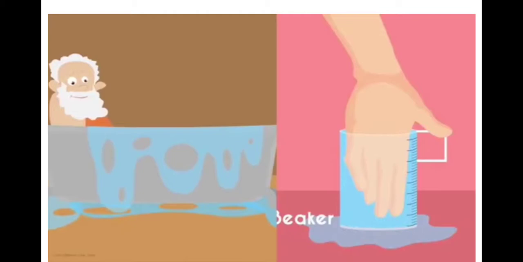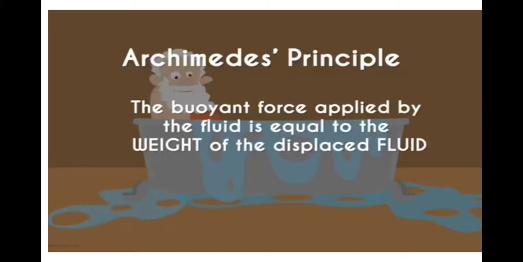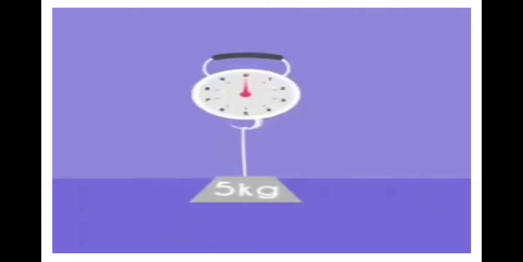We have seen that when an object is placed in a fluid, the fluid exerts a buoyant force on it, which acts upwards. Archimedes' principle goes just one step further, in saying that the buoyant force applied by the fluid is equal to the weight of the displaced fluid. We can take a simple example to understand this.